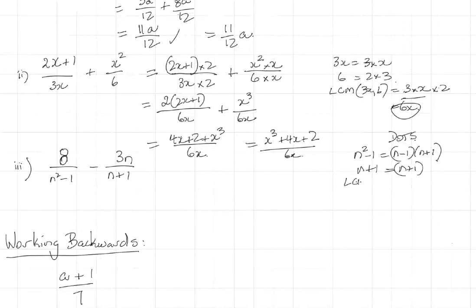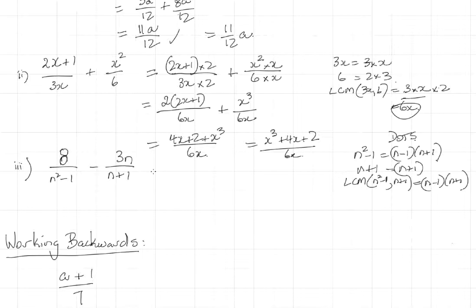So the LCM of n squared minus 1, oops, we don't need a bracket there, we'll put the bracket at the end. n squared minus 1 and n plus 1. Write out one complete set of factors. And you say, okay, that's one complete set of factors. Look at the next one. Have we already got an n plus 1 in here? Yes, we have, so we don't have to write another one. And that's it. So that is the LCM of those two.